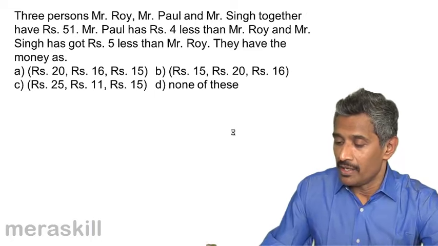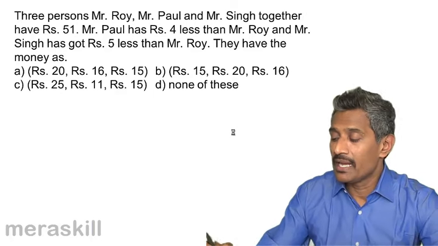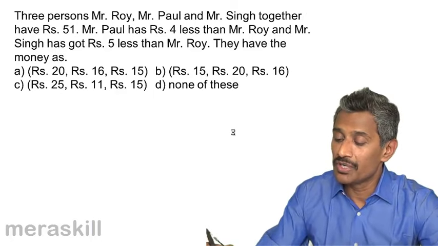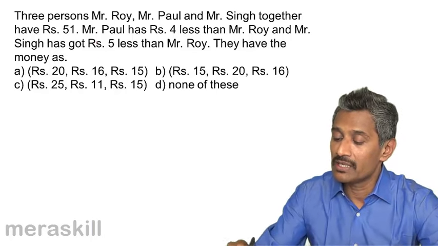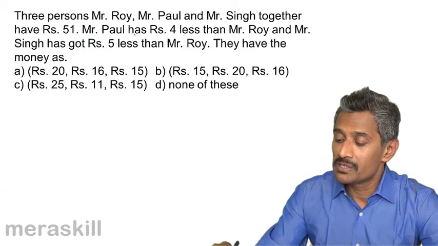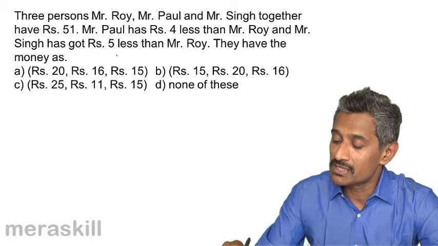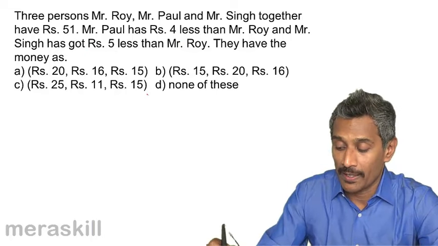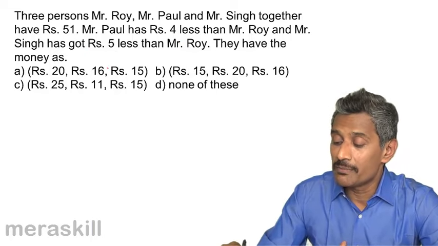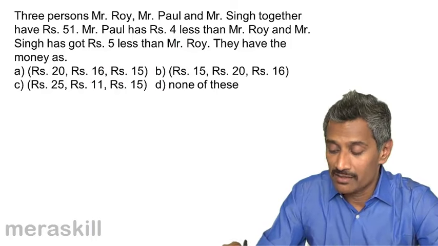Okay. Now, next, what we have here is 3 persons, Mr. Roy, Mr. Paul and Mr. Singh together have rupees 51. Mr. Paul has rupees 4 less than Mr. Roy and Mr. Singh has got rupees 5 less than Mr. Roy. So, here it will be very easy to do by checking.